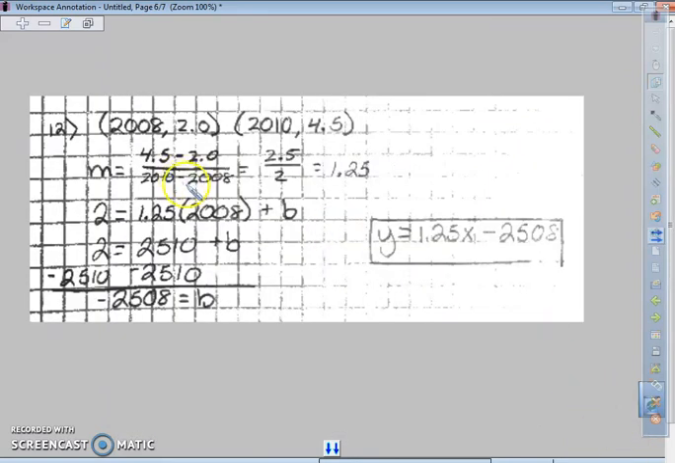Okay, number 12. Number 12 is one that could easily be done by putting these 2 points in your calculator under L1 and L2. Remember, L1 are your x values. L2 are going to be your y values. And you could go stat, calculate linear regression, and come up with the formula.